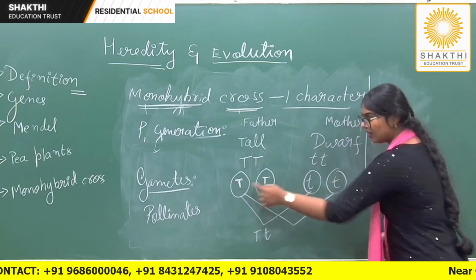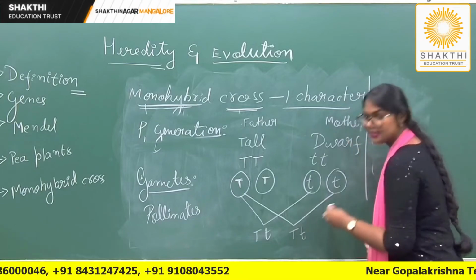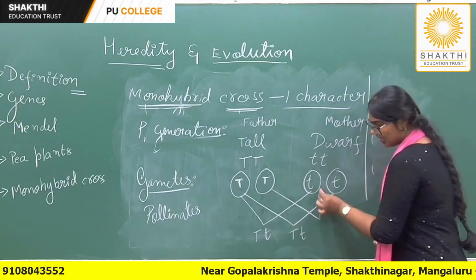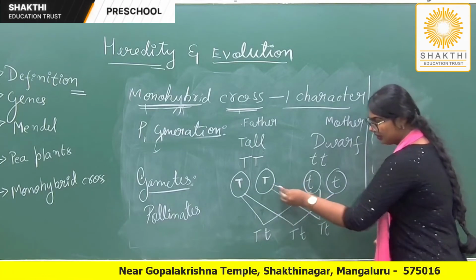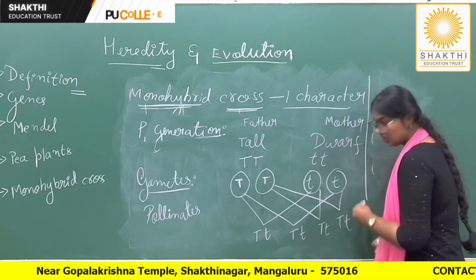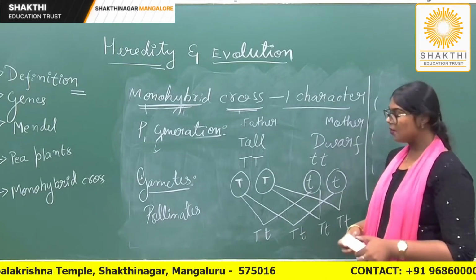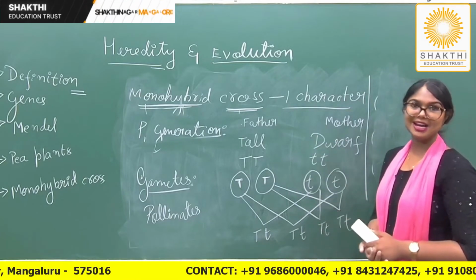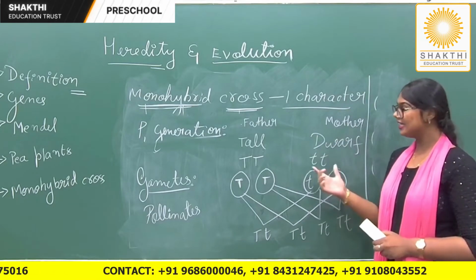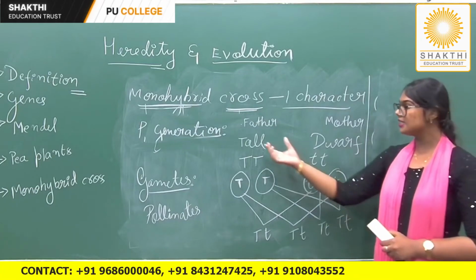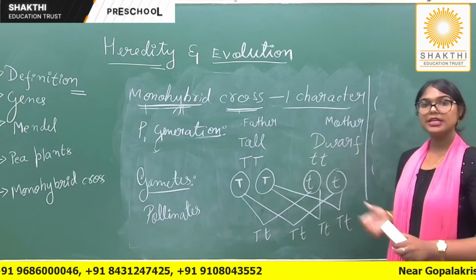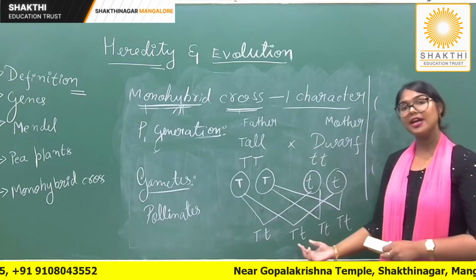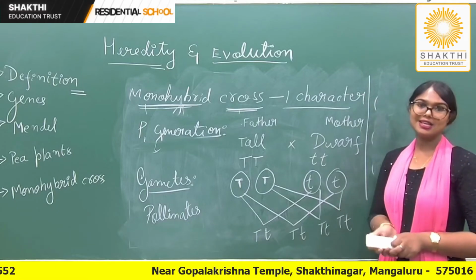Again we have capital T, small t, capital T, small t. This gamete might meet this gamete. We have capital T, small t, capital T, small t, and the same procedure follows here. So now we have four plants, students. Mendel does this experiment in his garden. Even today we have his garden. He takes a tall plant and crosses it with the dwarf plant, and he finds that all the plants are tall.